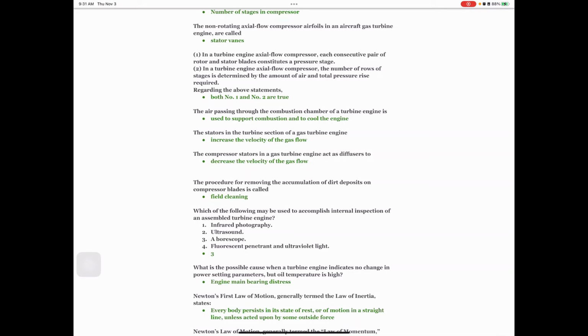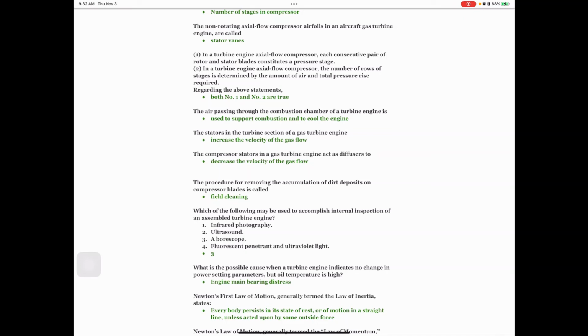The air passing through the combustion chamber of a turbine engine is used to support combustion and to cool the engine. The stators in the turbine section of a gas turbine engine increase the velocity of the gas flow. The compressor stators in a gas turbine engine act as diffusers to decrease the velocity of the gas flow. The procedure for removing the accumulation of dirt deposits on compressor blades is called field cleaning.